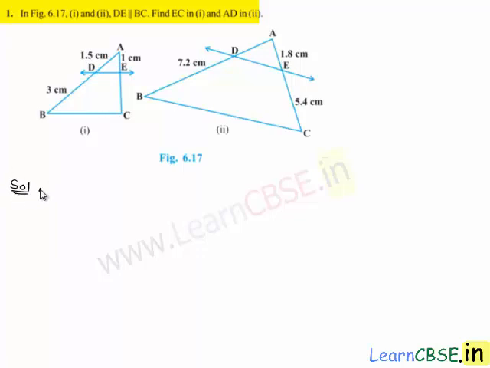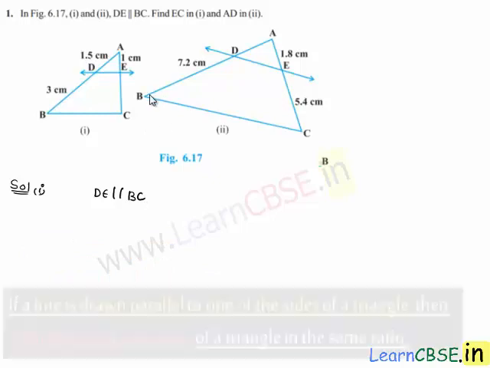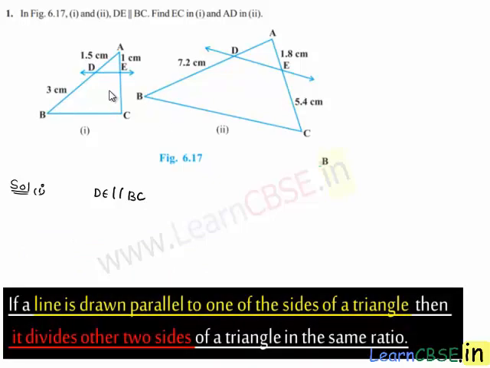Let us consider the first bit. Here it is given that DE is parallel to BC and we are asked to find the value of EC. From the basic proportionality theorem, we know that when a line is drawn parallel to one side of a triangle and passes through the two other sides, then the line divides the two other sides in equal proportion.